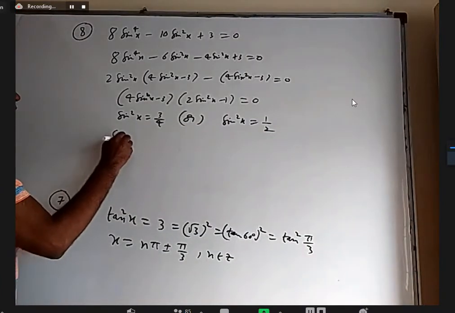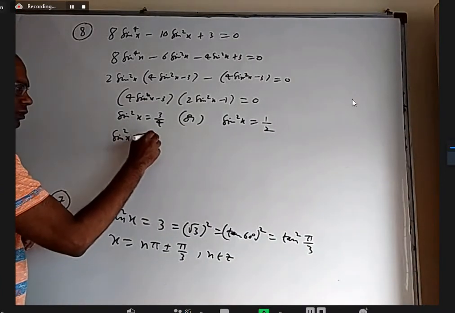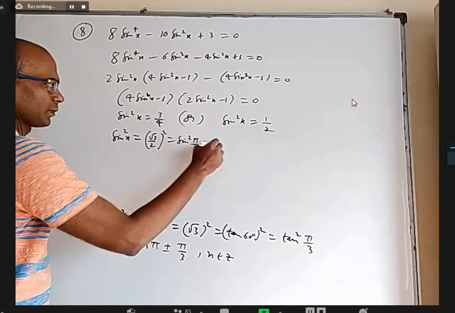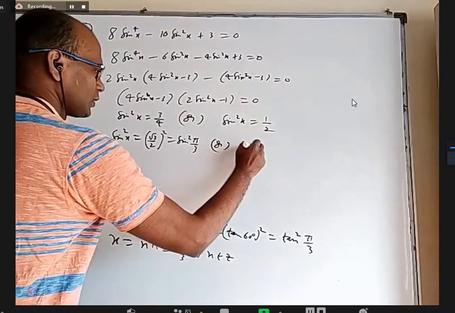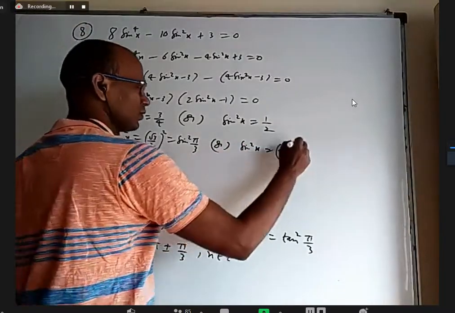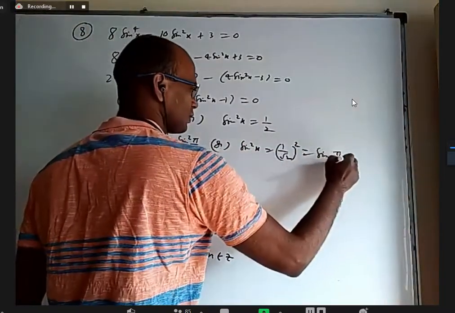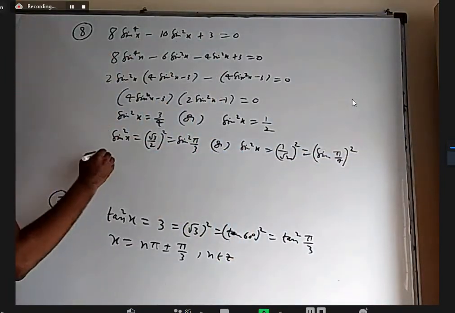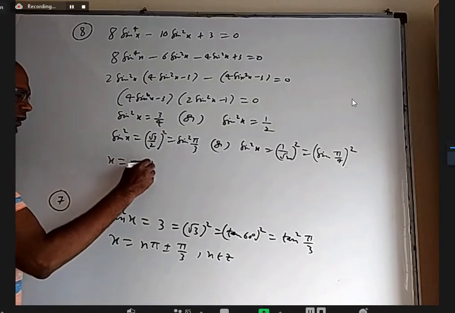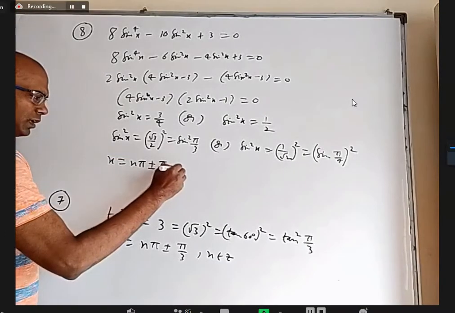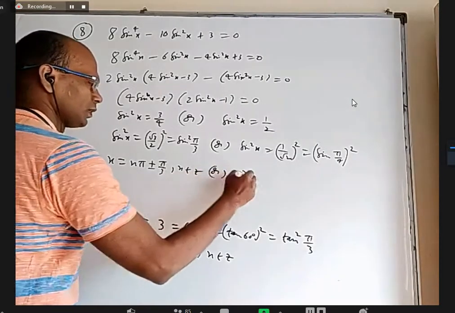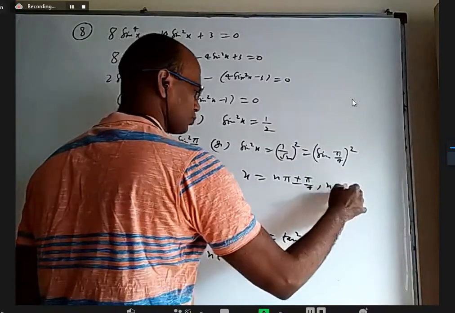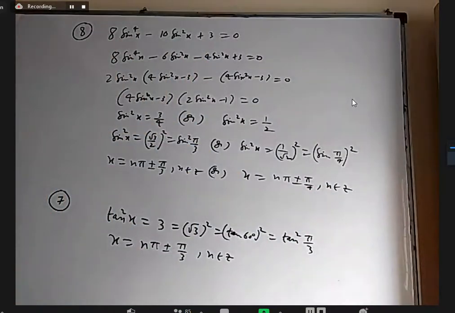Okay. So sin square x is equal to root 3 by 2 whole square, which is sin 60, means sin square pi by 3. Or sin square x is equal to 1 by root 2 whole square, means sin 45, which is sin pi by 4 whole square, or sin square pi by 4. So here you will get x is equal to n pi plus or minus pi by 3, where n belongs to Z, or x is equal to n pi plus or minus pi by 4, where n belongs to Z. Yes, sir.